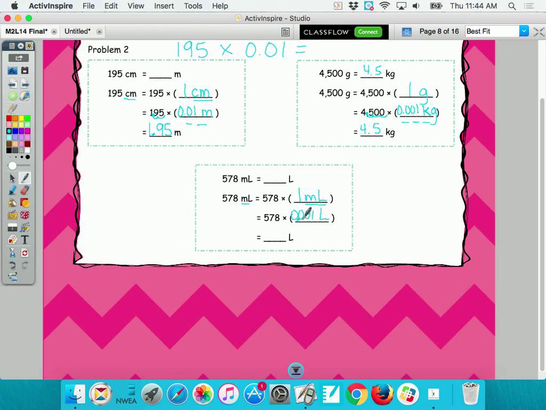I've got to squeeze my decimal in. So 1,000th has how many decimal place values? 3. So I will go backwards how many? So 0 and 578 thousandths liters? Okay, 2 more problems.